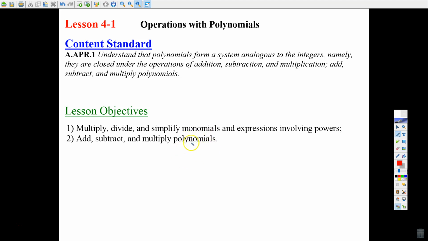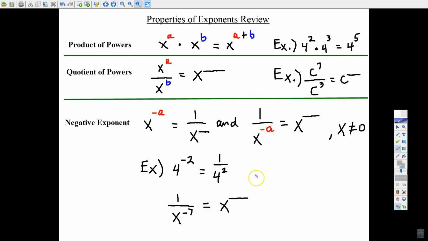Okay, the word polynomials comes from two words. The poly part of this word comes from a word that means many, and the nomials part comes from a word that means terms. So you put them together, and polynomials really means many terms. And so we're going to be looking at various operations involving polynomials.